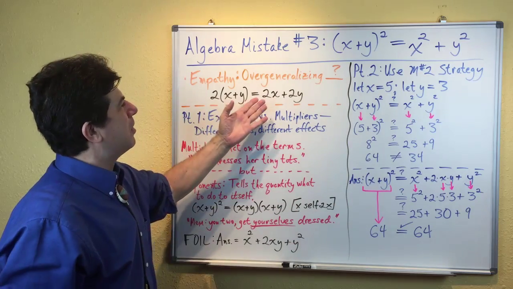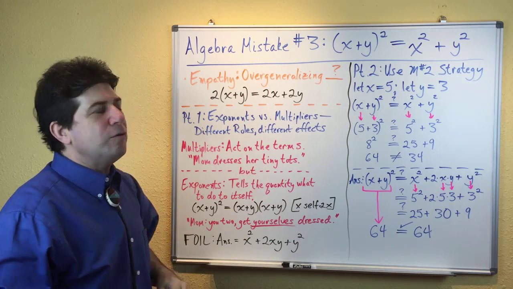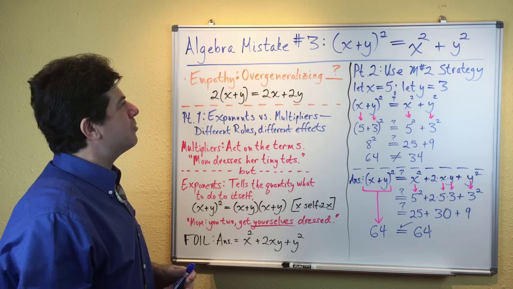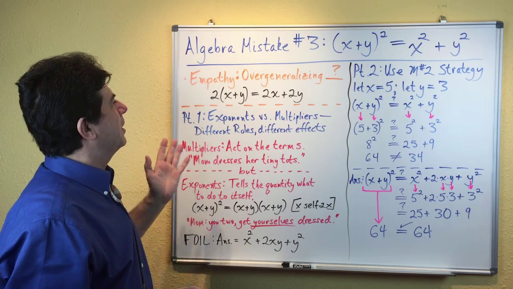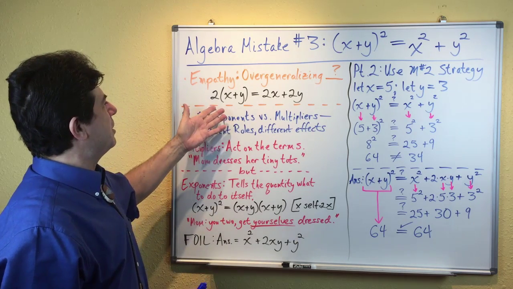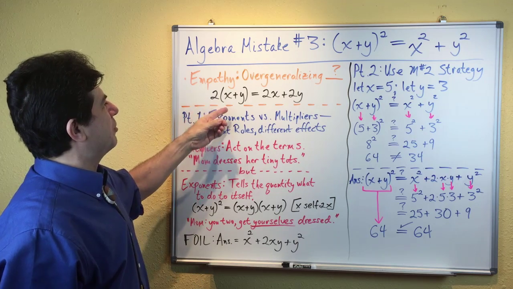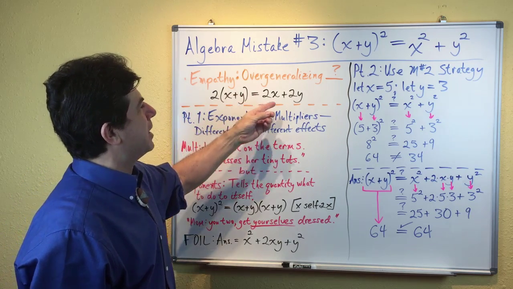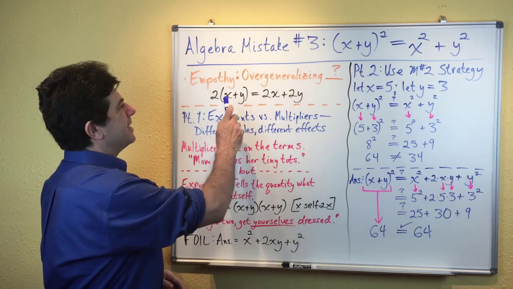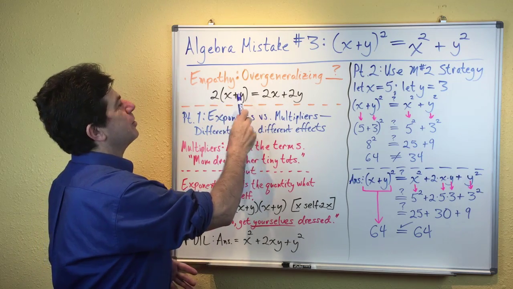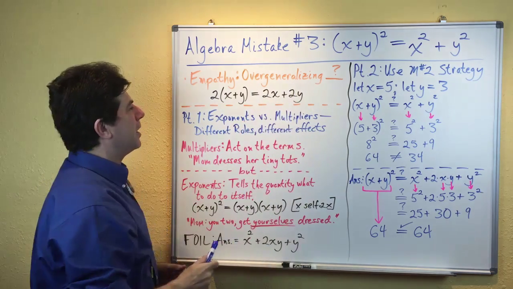So what they're doing is what I call over-generalizing. They're over-generalizing a property, the distributive property. And that's very understandable because here's the distributive property: 2 times the quantity x plus y equals 2x plus 2y. The 2 does indeed, in a sense, distribute to both the x and to the y.